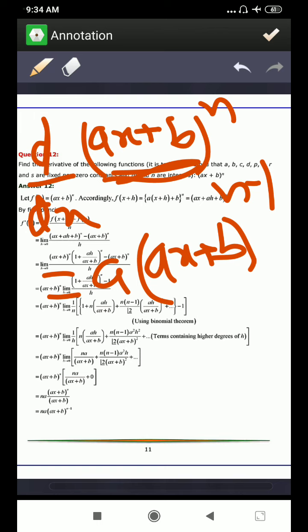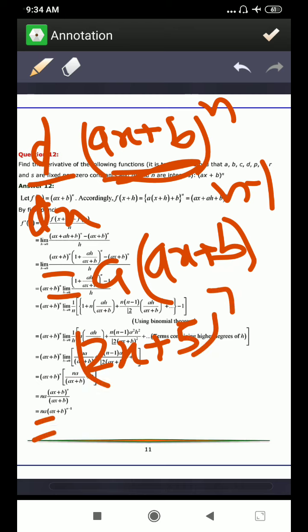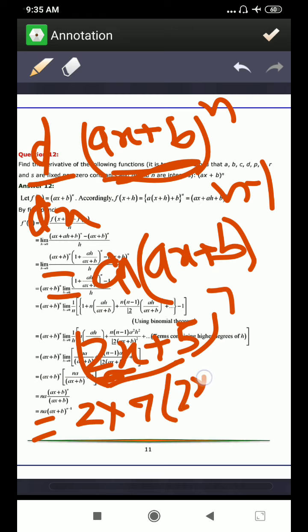If suppose it is given (2x plus 5) raised to power 7, its formula will be, n is also there, this 2 coefficient of x into, then you differentiate this as x raised to power n, 7 into (2x plus 5) raised to power 7 minus 1. That is the formula.